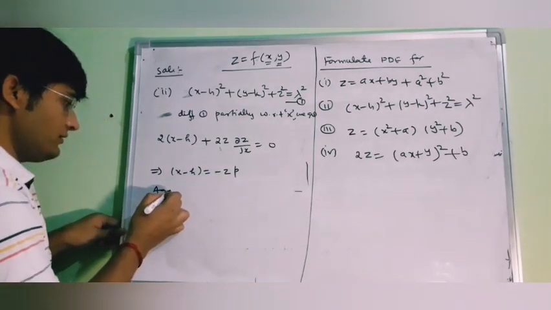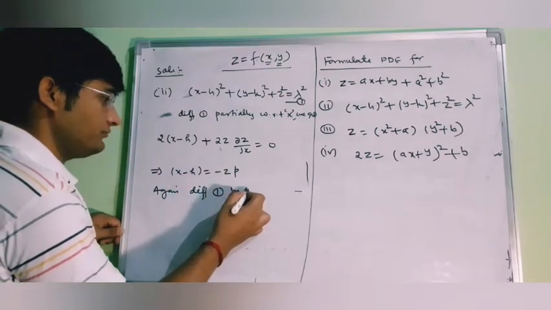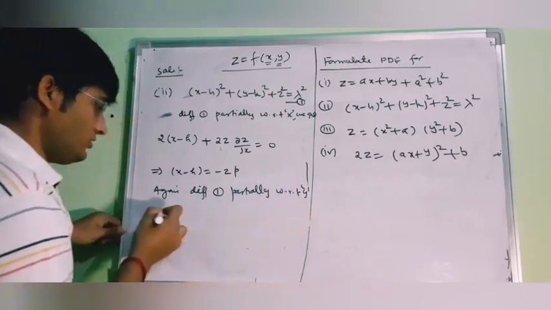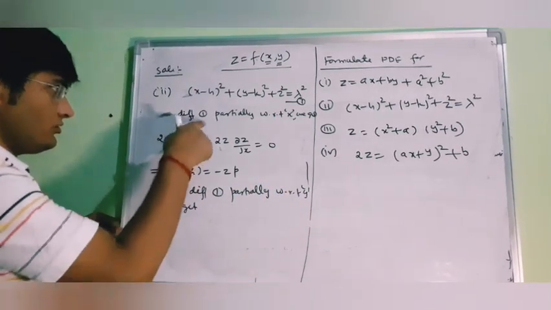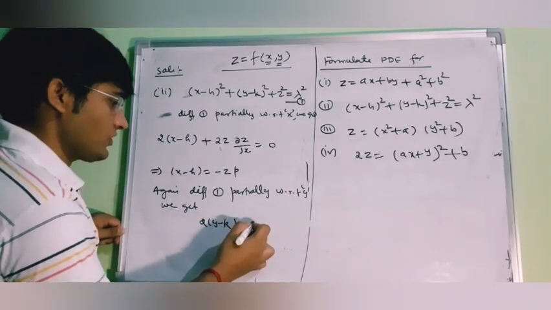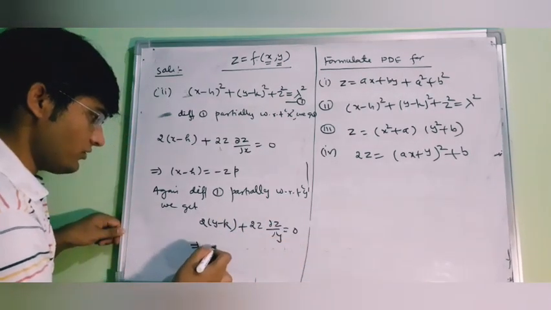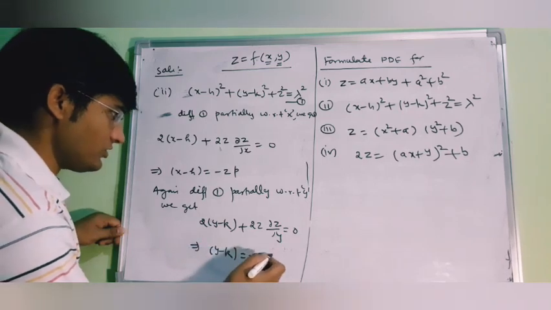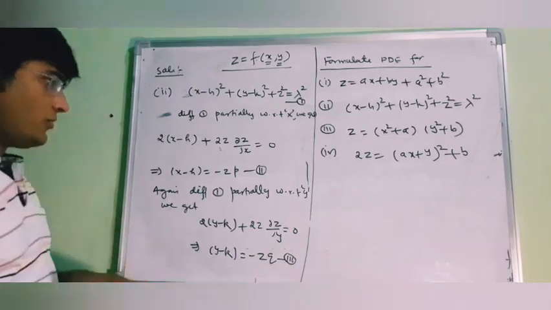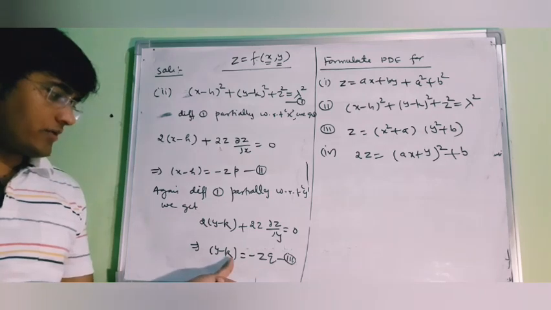Again, differentiating 1 partially with respect to y, we get 2(y minus k) plus 2z into del z upon del y equal to 0. So from here we get y minus k equal to minus zq. So say this is equation number 2, and that is your 3. Now from 2 we have the value of x minus h, and from equation 3 we have the value of y minus k.